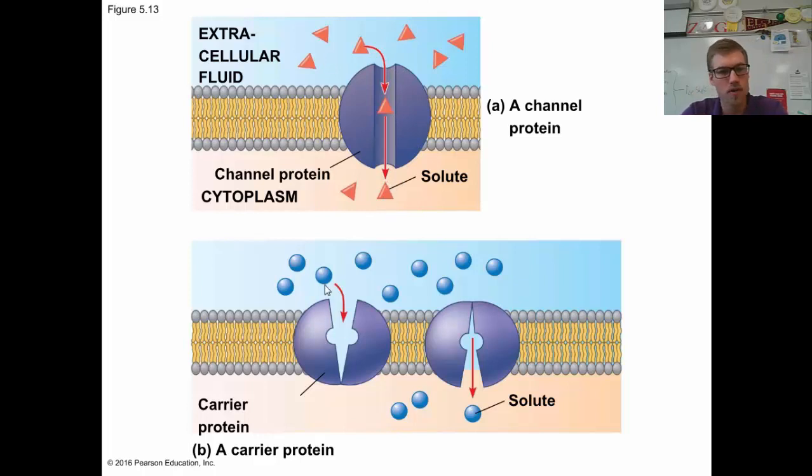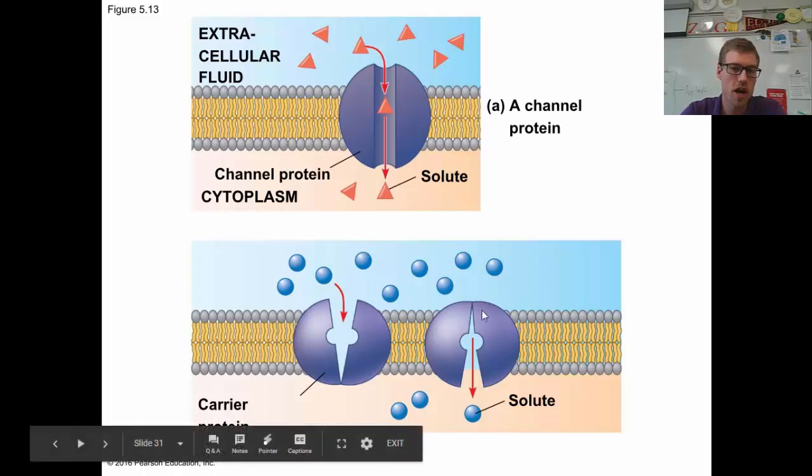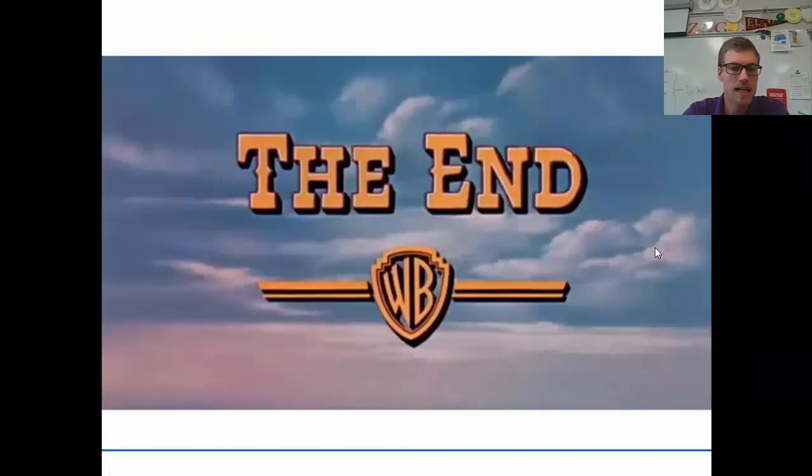You can also have a carrier protein where the solute will come and bind. This causes a change in the shape of the protein, which is then going to allow the solute to move into the cell, or it could be out of the cell as well, depending on the concentration gradient.